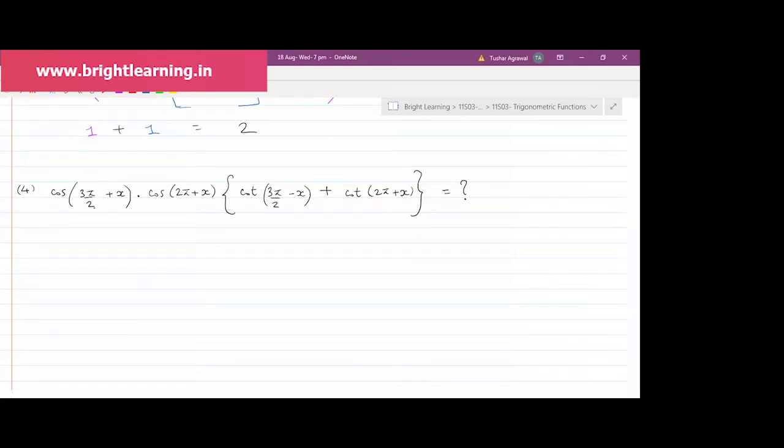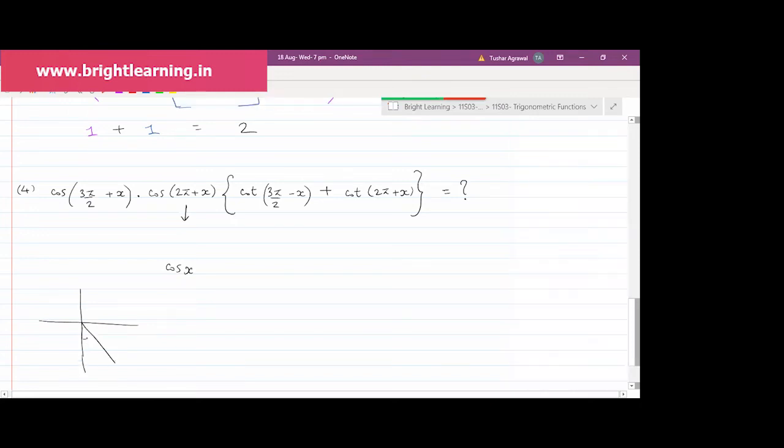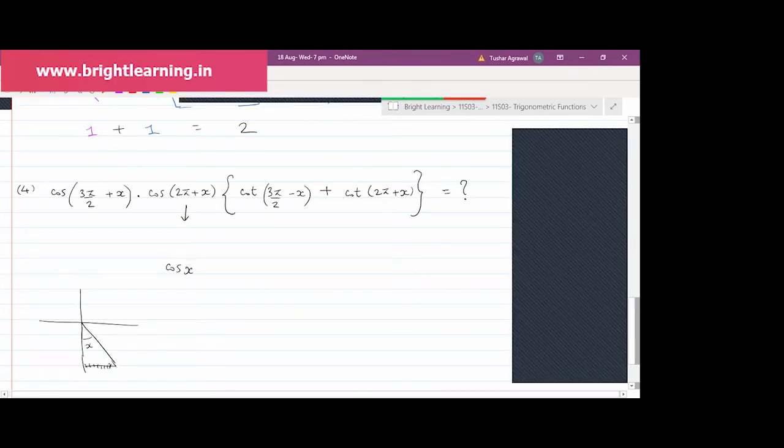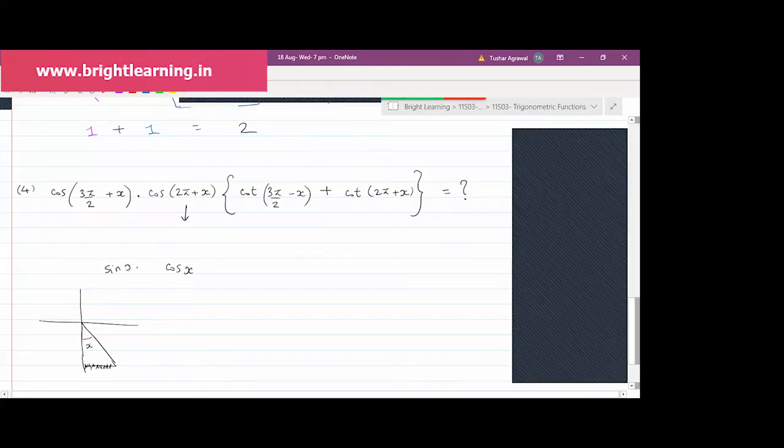Cos of 2 pi plus x, I will directly write as cos x, because 2 pi is exactly one complete rotation. When you complete one complete rotation, you will land at the same mark. So cos of 2 pi plus anything will be the same value. Now cos of 3 pi by 2 plus x: 3 pi by 2 addition x, you will end here. Cos is the x coordinate, which is the magnitude of this value along with the positive sign, and the magnitude of this value is opposite to x, so it is sin x. Cos of 3 pi by 2 plus x is sin x.